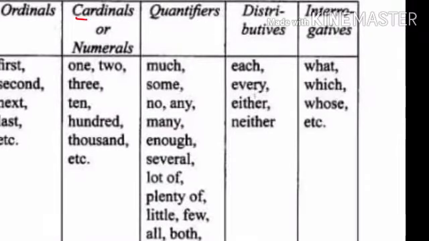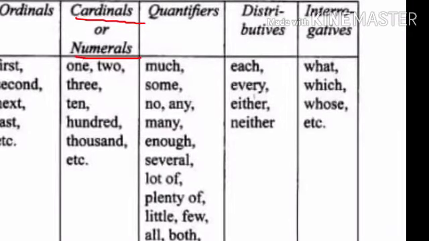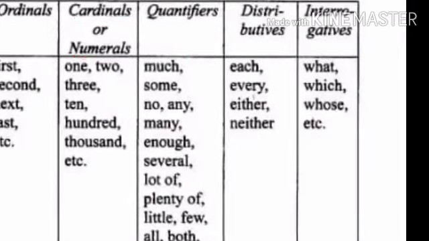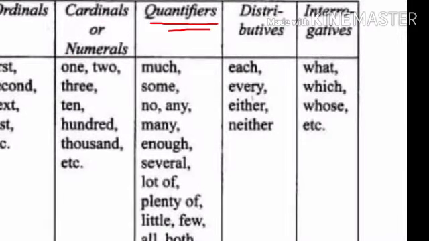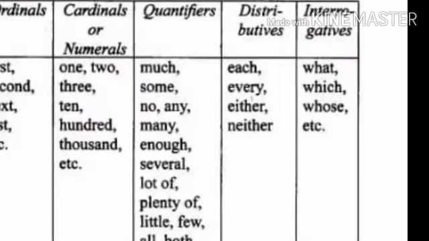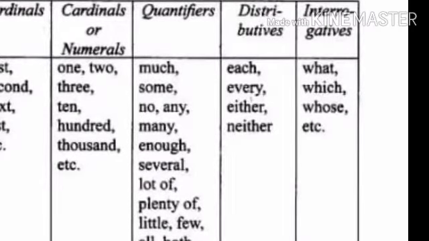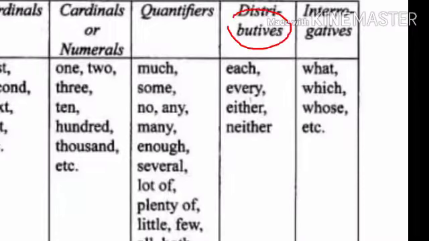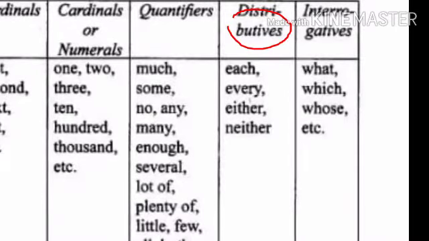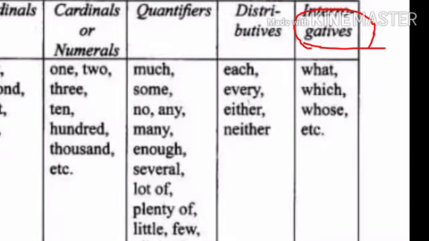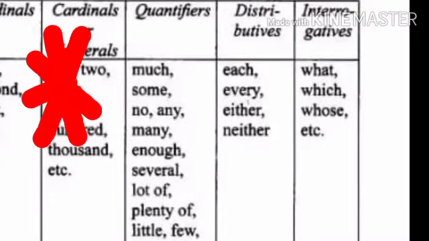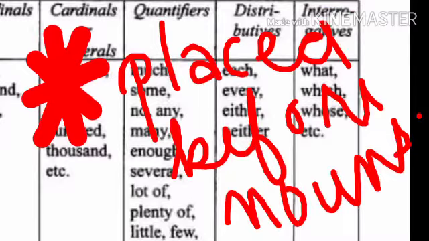Then we have cardinals like 1, 2, 3, 10, etc. And quantifiers, quantity, much, some, no, any, many, enough, and the others mentioned below. Distributive determiners are there like each, every, either, neither. Then you have interrogative determiners like what, which, whose. And remember, they all are placed before nouns.